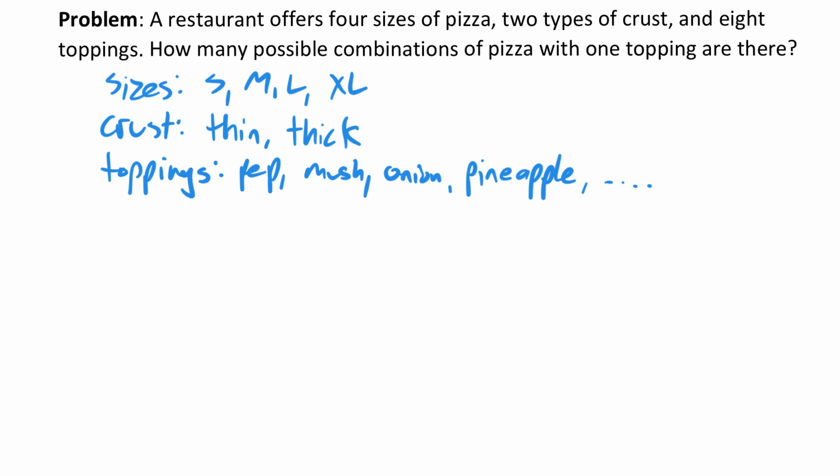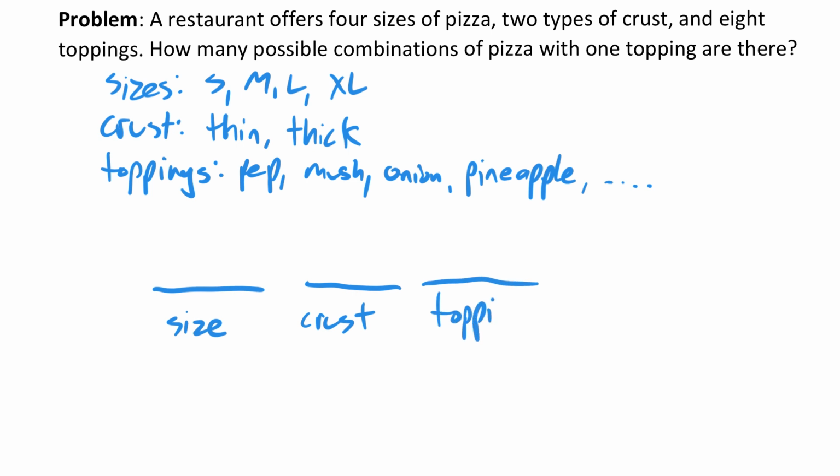Well, I'm going to draw the blanks like before. We have a blank here for the size, because if you're on the phone, they're going to say, what size pizza would you like? That's the first question you have to answer. Then we're going to have a blank for the type of crust, because they're going to ask you, would you like thick or thin crust? Then we have a blank for the topping. They're going to say, which topping do you want? Do you want pepperoni, mushroom, onion, pineapple, whatever other toppings you might have, chicken, beef, maybe peppers or tomatoes.